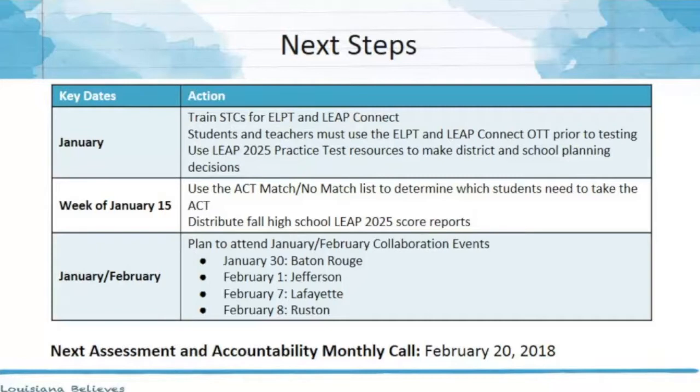For ACT match, no match, students need to take the ACT. Start distributing those fall high school LEAP 2025 score reports. Also, if you plan to attend the collaborations, the dates are listed here. Our next call will be February 20th at 2 o'clock.